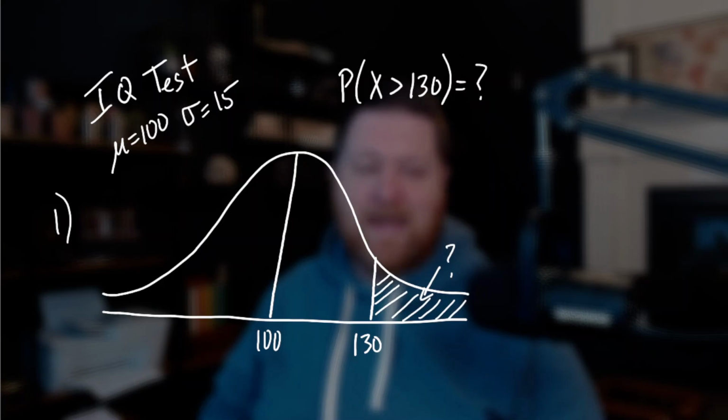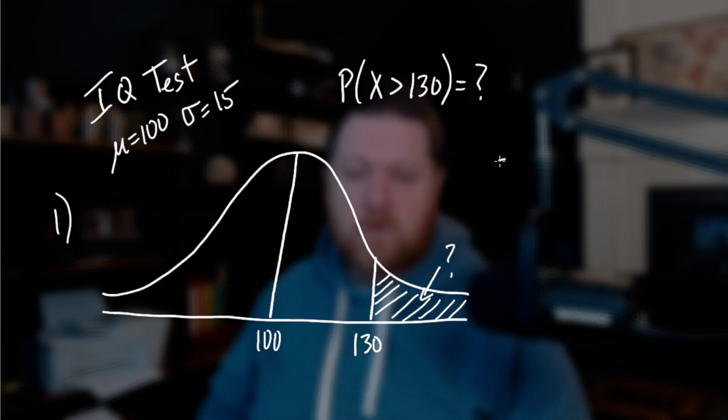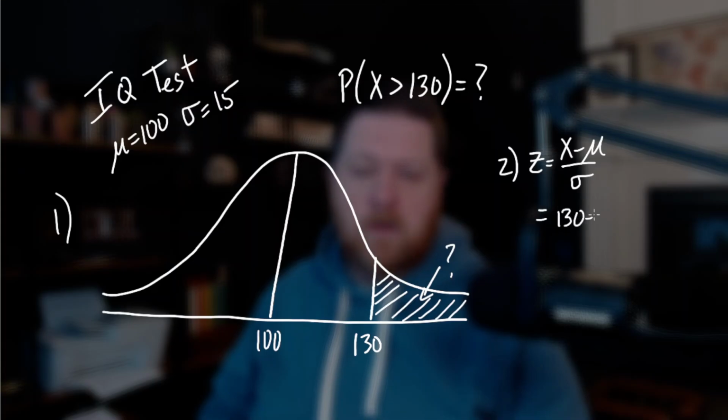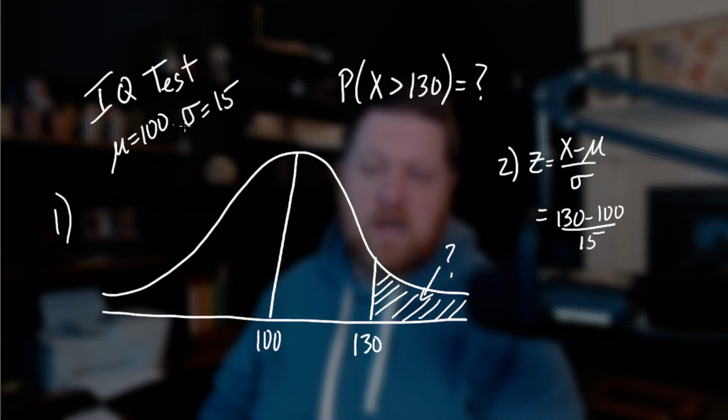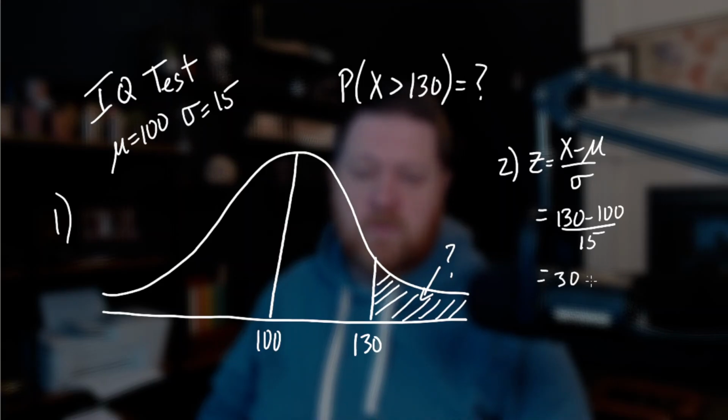Step 2 is calculate a z-score. So what we need to do is turn this 130 into a z-score. Well, how do we do that? We use the z formula. Z is equal to x minus mu over sigma, right? Which in this case is 130 minus 100 over 15. Remember, our standard deviation is 15. It told us that earlier. This is 30 divided by 15, which is equal to 2.